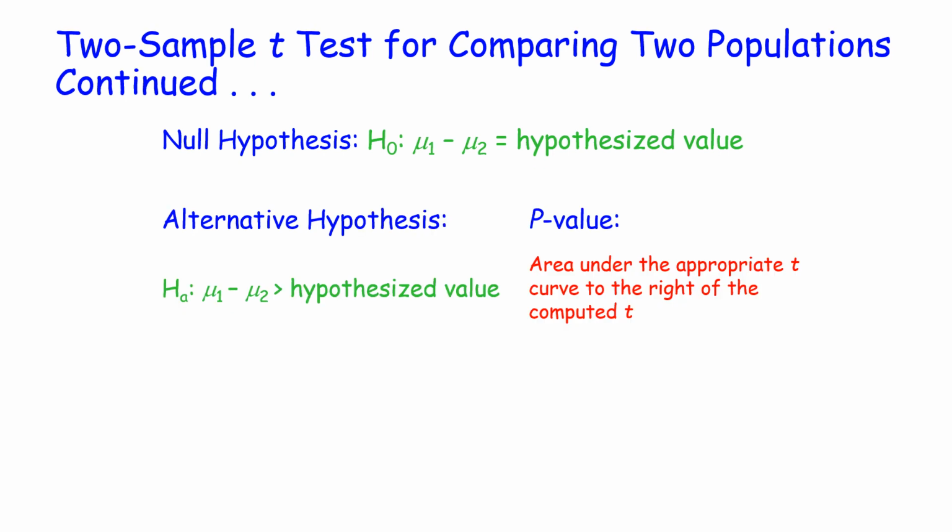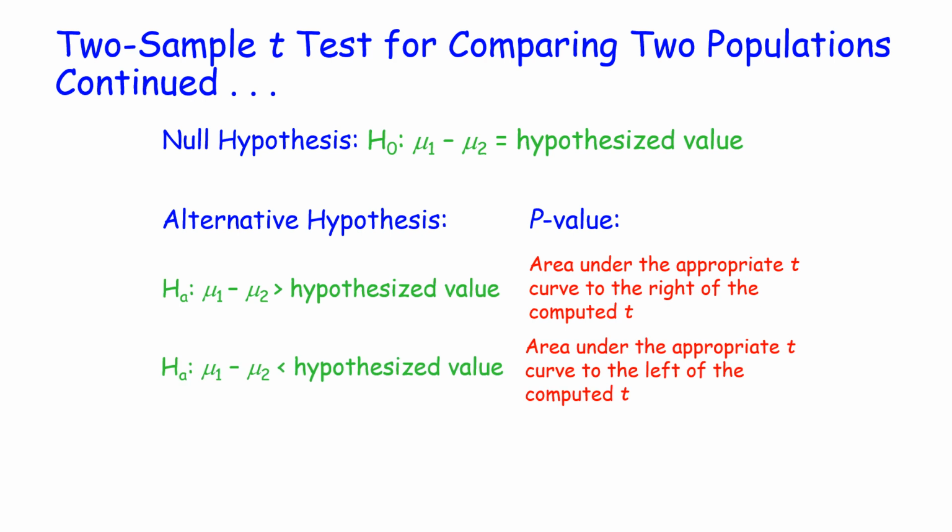So our alternative hypothesis would be our mu sub 1 minus our mu sub 2 is greater than our hypothesized value, and there the p-value would be the area under the appropriate t-curve to the right of the computed t. If our alternative hypothesis was mu 1 minus mu 2 is less than the hypothesized value, then our p-value would be the area under the appropriate t-curve to the left of the computed t-value.